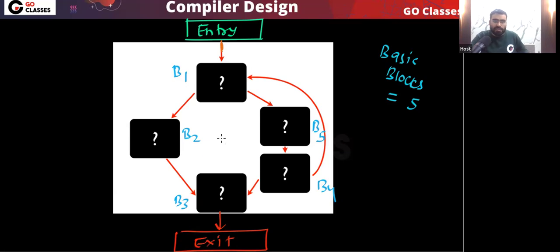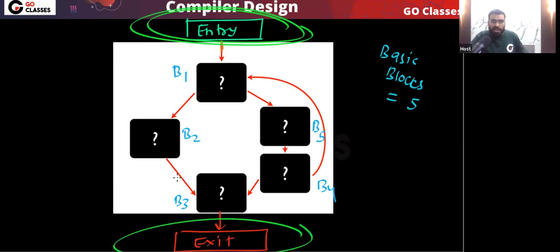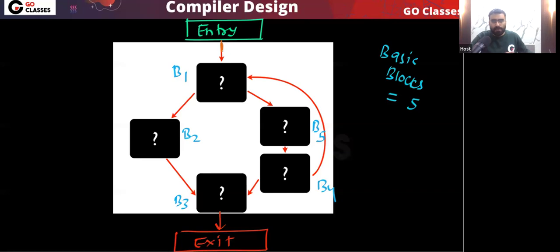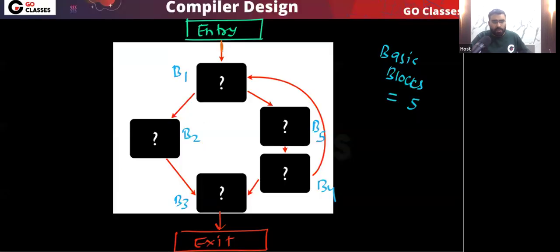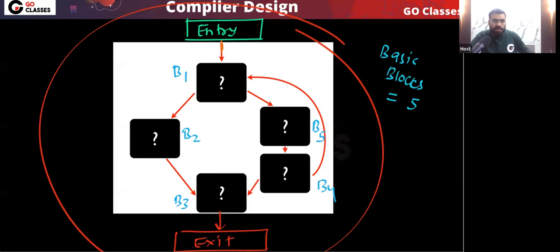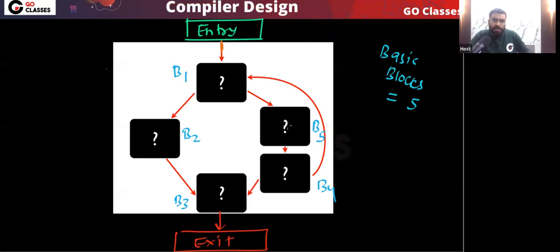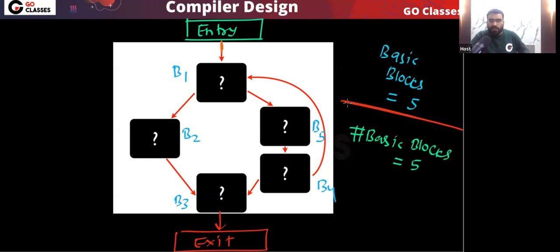Now, why do we put this? What is the reason we put an entry node and exit node? That I will tell you after some time, don't worry. But just remember, right now, there is a dedicated node for entry and a dedicated node for exit. So tell me, in this entire thing, how many basic blocks are there in total? That is 5 only.